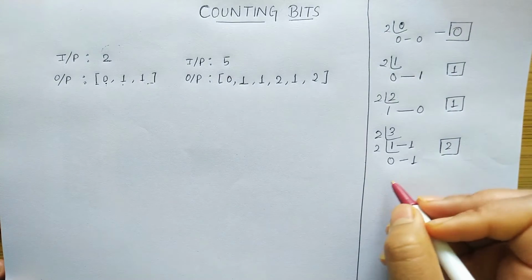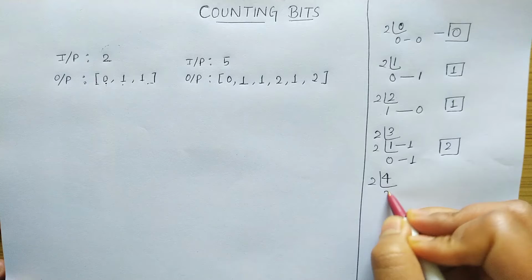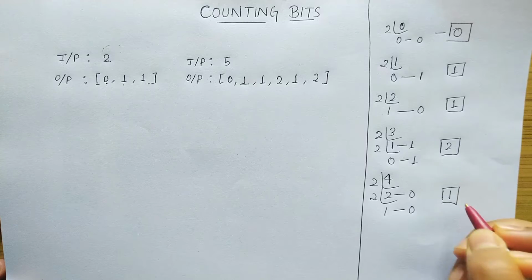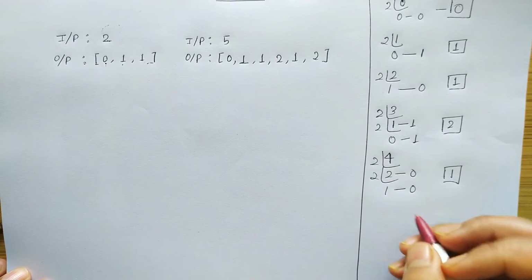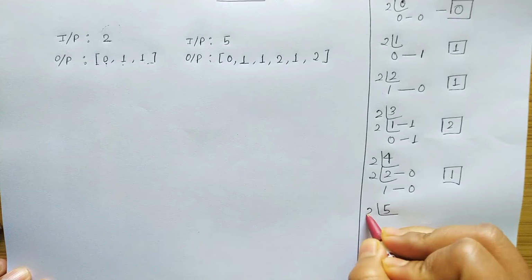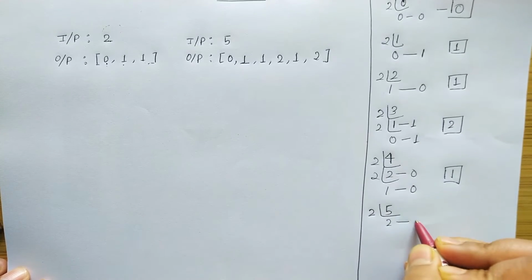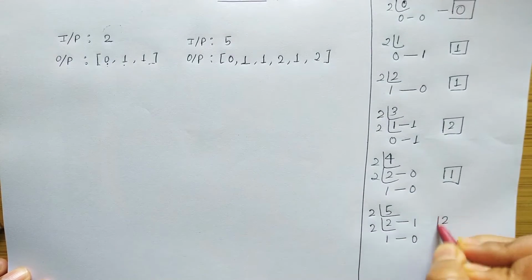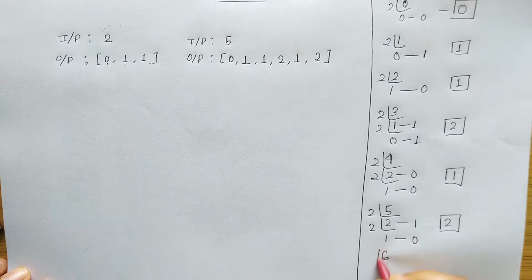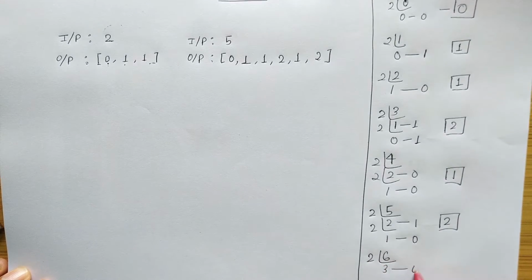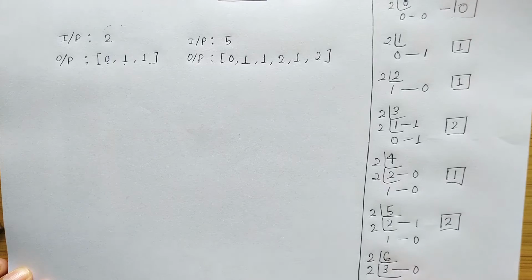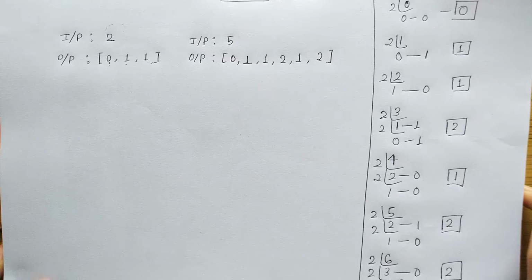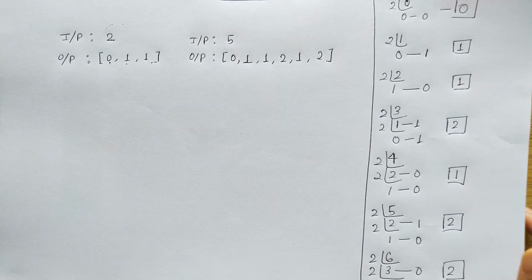After that, for 4 we have 2 twos are 4, remainder 0, 2 ones are 2, remainder 0, then 1, so we have 1. Then for 5 we have 2 twos are 4, remainder 1, 2 ones are 2, remainder 0, then 1, so we have 2 ones. Then for 6 we see 2 threes are 6, remainder 0, 2 ones are 2, remainder 1, then 1, so we have 2. In this way we can calculate the number of ones in a binary representation by ourselves.